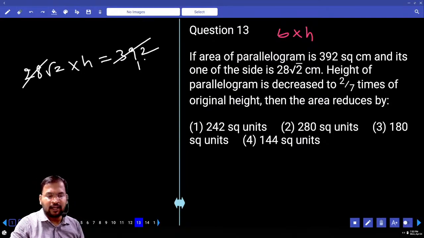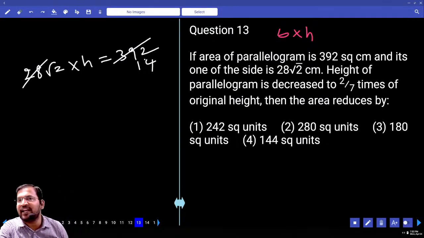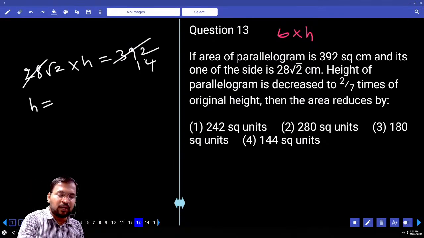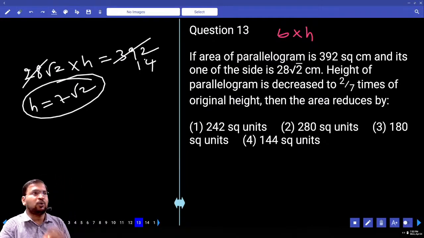28 4s are 112. Yes or no? And h is equal to what? 7 root 2, no? 14 we can take as 7 into 2, and 2 we can take as root 2 into root 2. 1 root 2 gets cancelled. Remaining is 7 root 2. H is equal to 7 root 2.